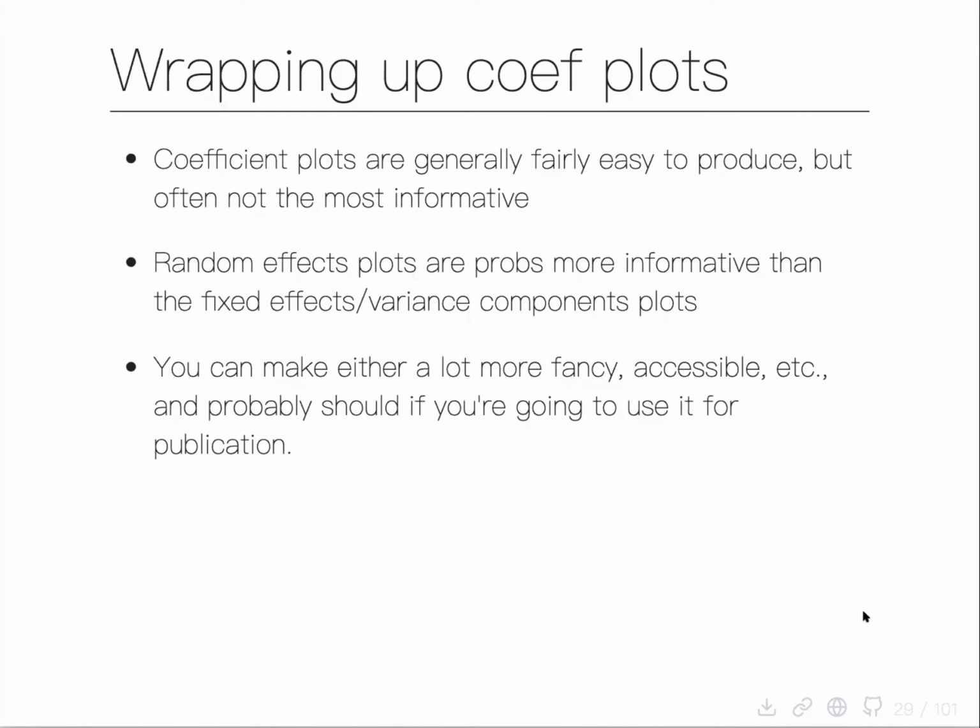Okay, so wrapping up on coefficient plots, and then we'll move on to more exciting stuff, I think. Coefficient plots are generally pretty easy to produce, but they're often not the most informative. I think the random effects plots that we just looked at are more informative than the fixed effects plots, because very typically you have a lot of levels of a random effect, and so it's easier to look at them visually through a plot than it is through a table, right? But for the fixed effects, most of the time you can just look at tables and it's not going to be a huge gain. You can also, of course, make all of the plots that we've looked at so far a lot more fancy and a lot more accessible and publication ready, but that's not really what we're focused on here today. We're just focused on exploring our models.